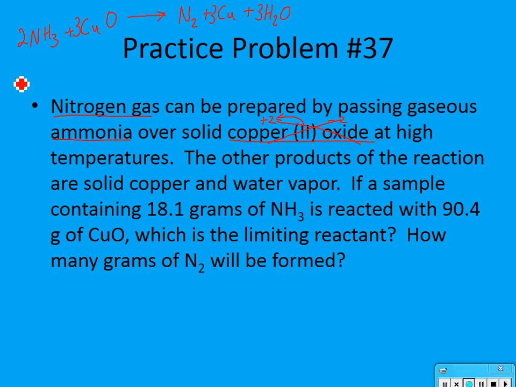It says if a sample containing 18.1 grams of ammonia is reacted with 90.4 grams of copper oxide, which one's limiting? Which one's going to run out first? That's what we want to figure out. Okay, so let's try it. In theory, I want you to write this down. In theory, we're going to do a mole ratio from the balanced chemical equation. We have 3 moles of CuO for how many moles of ammonia? 2. I'm getting those numbers from the balanced chemical equation.